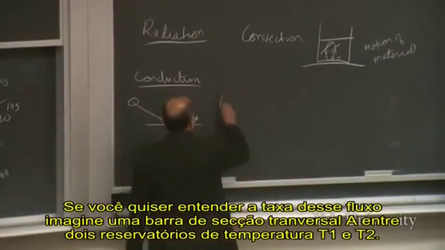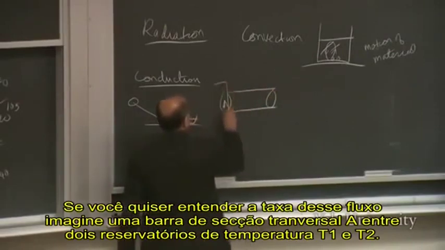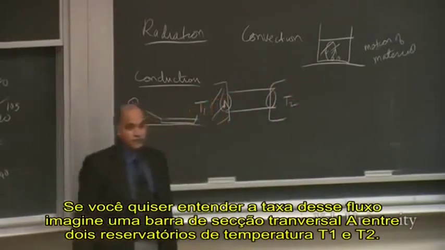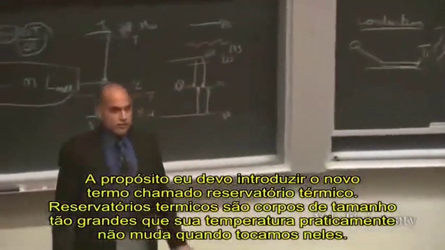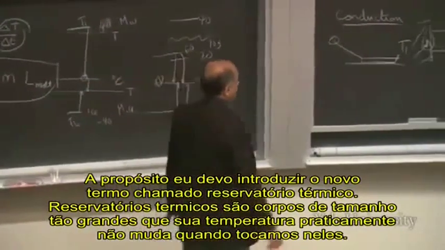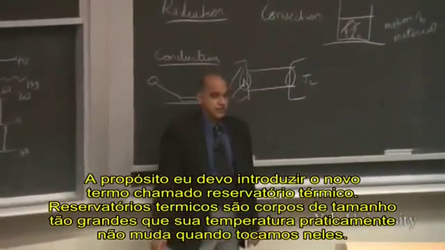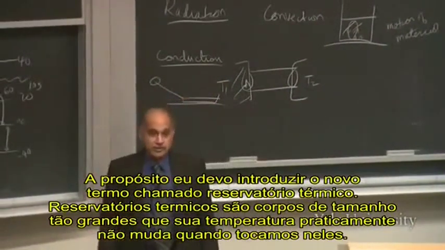So you can imagine a rod of some cross section A. One end of the rod is in some reservoir at some temperature T1, the other end is at temperature T2. By the way, I'm now introducing a new term called reservoir. A reservoir is another body like you and me, except it's not like you and me. It's enormous. It is so big that its temperature cannot be changed. You can sit on it, you will fry and you'll evaporate, but its temperature will not change.